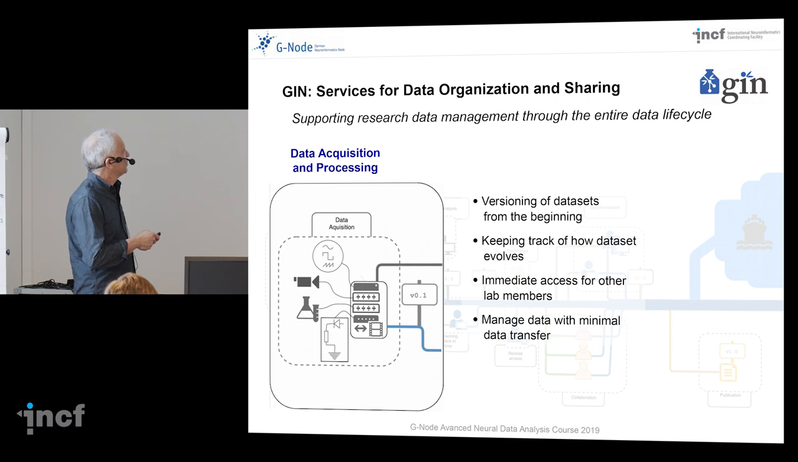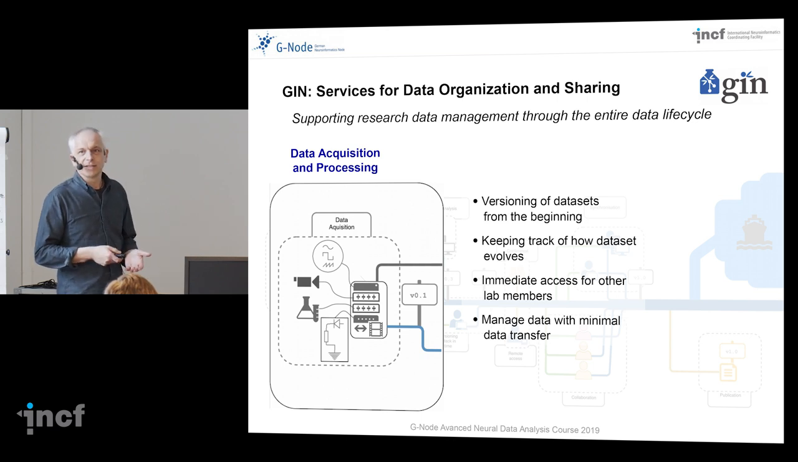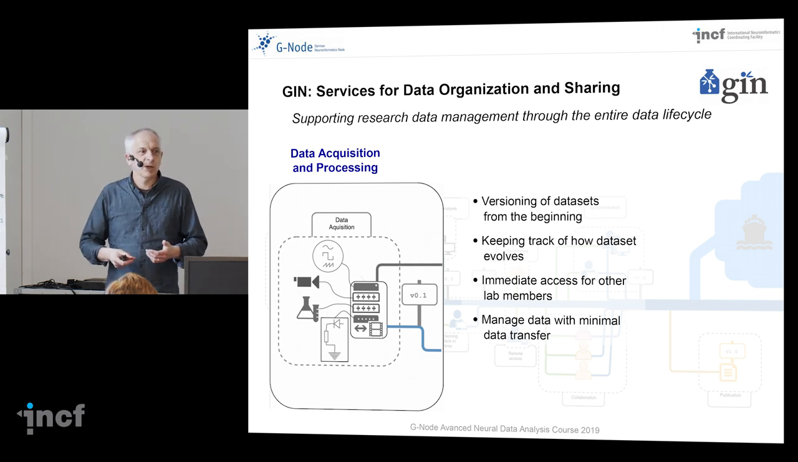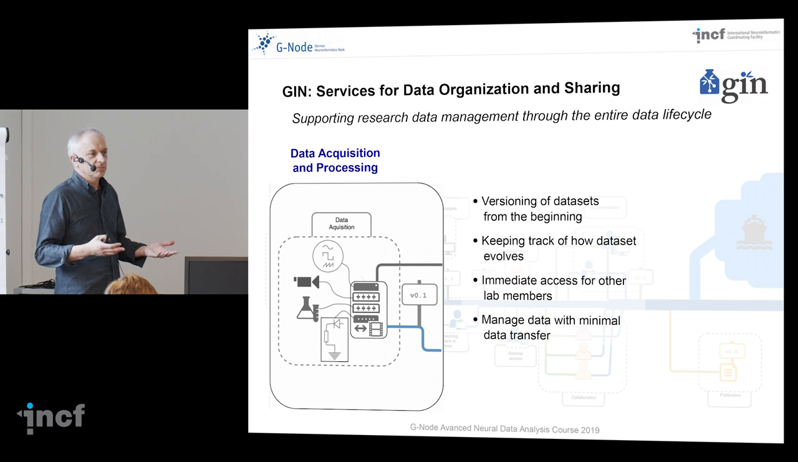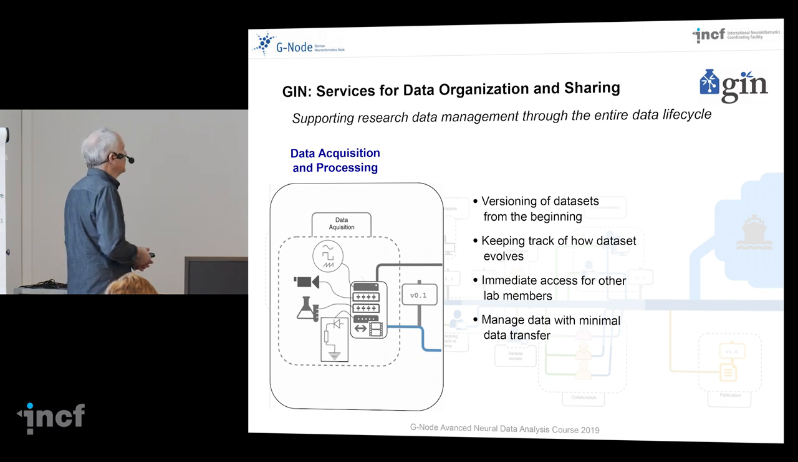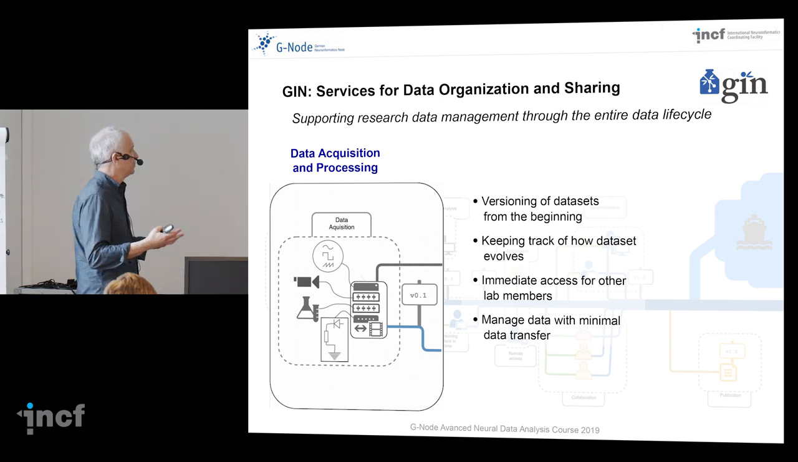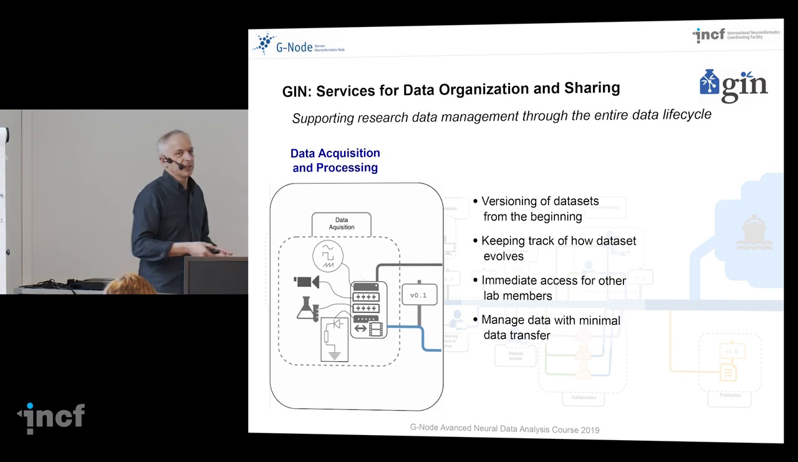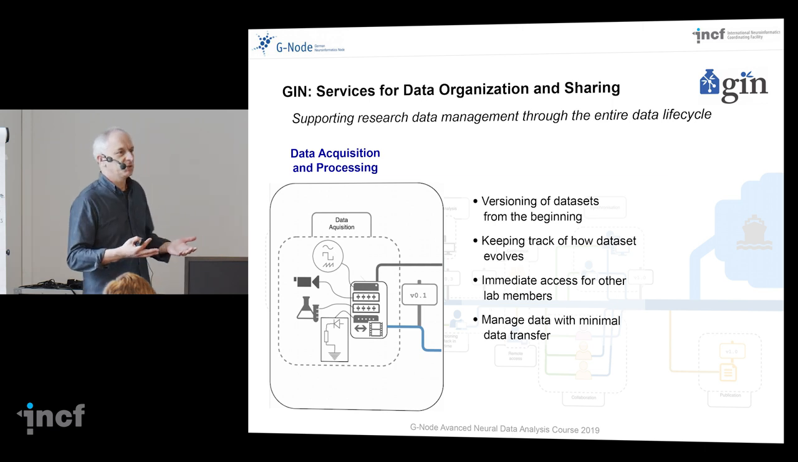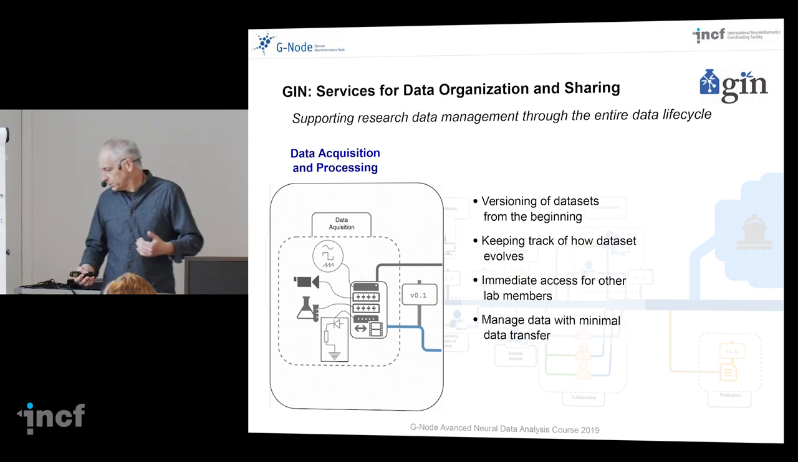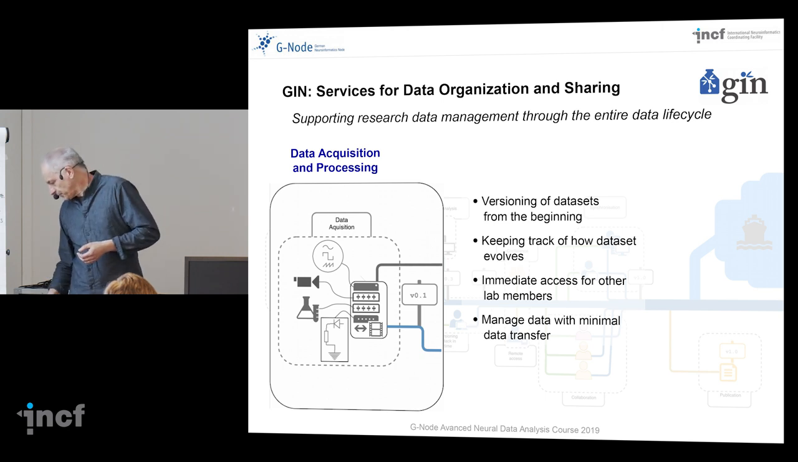If you use the system, you can start version controlling your data sets right from the beginning. Typically, when you make an experiment, you get the raw data, but then you start pre-processing, for example spike sorting, and this creates new data files. With the GIN system you can keep track of how your data set changes, what file was added when. You can work together within the lab on the data, and you keep track of who made which changes. You will avoid data transfer because you're transferring large files only if it's necessary.